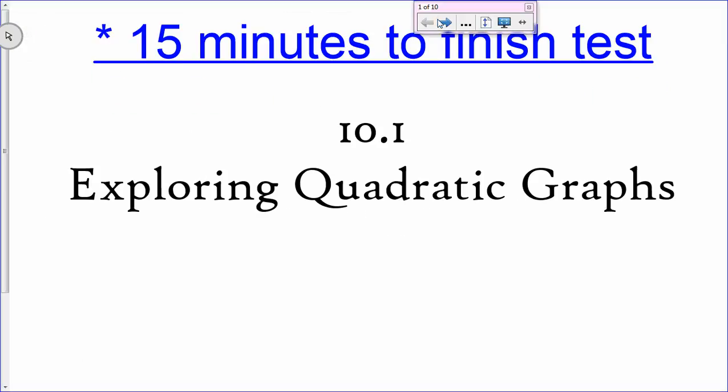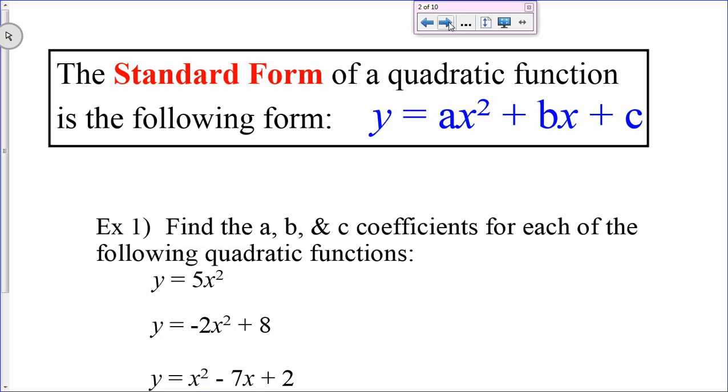All right, today we are talking about exploring quadratic graphs. Okay, we did this in class today. This is just going to be a quick run through, a refresher, kind of what we talked about.